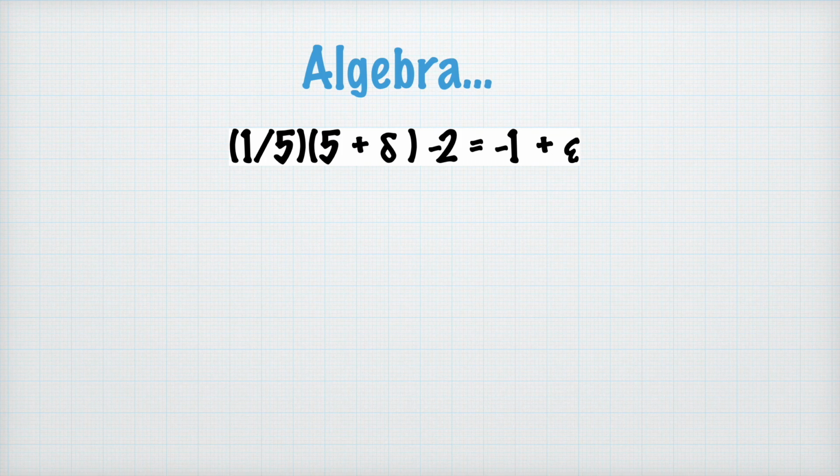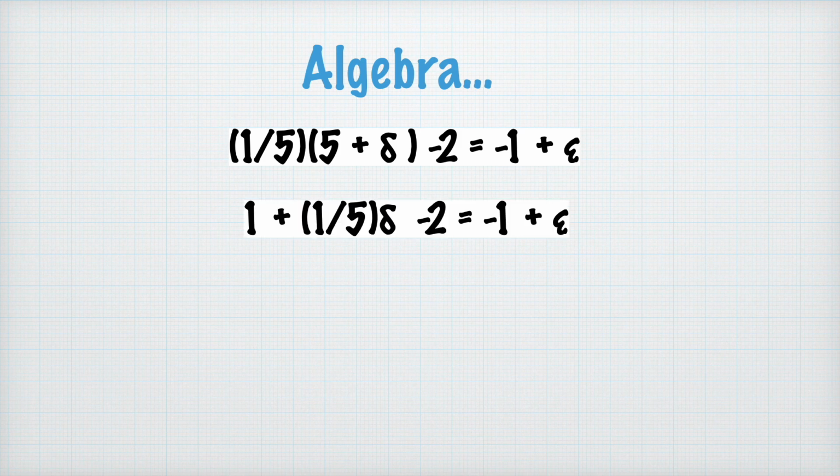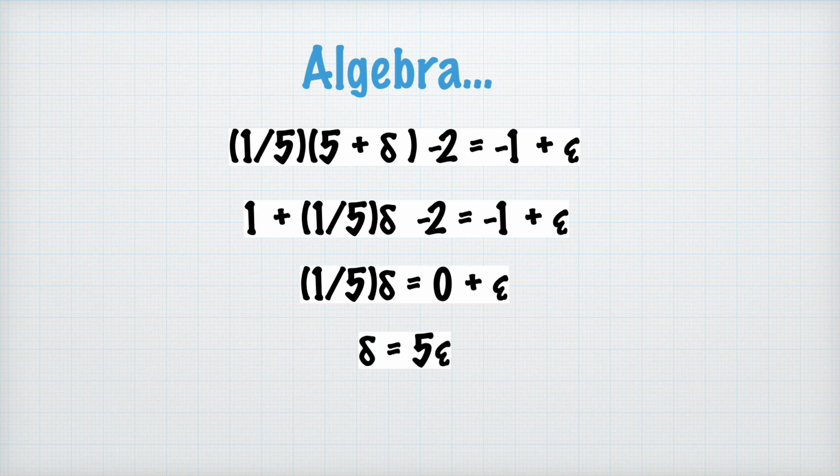So here's what we need to solve. All right, we're going to distribute that 1/5. 1/5 times 5 plus 1/5 times delta. And so we get 1 plus 1/5 delta minus 2. And then we're going to add 1 to both sides. So the 1 minus 2 was -1. Adding 1 to both sides gives us 0 on both sides. And then to get rid of the 1/5 multiplied by delta, we're going to multiply by 5 on both sides. So our delta equals 5 epsilon.